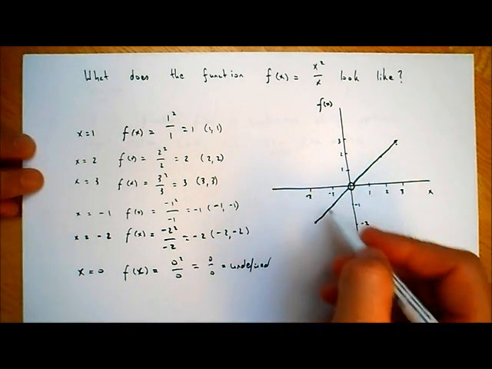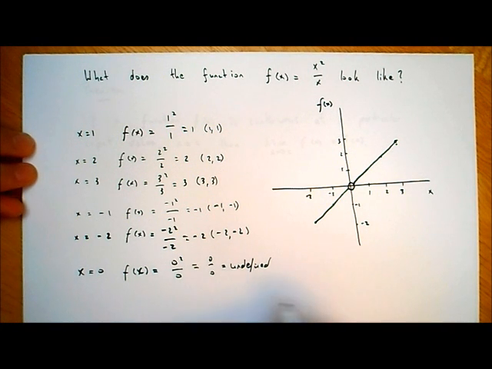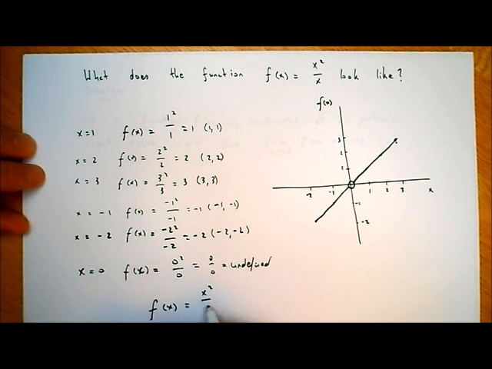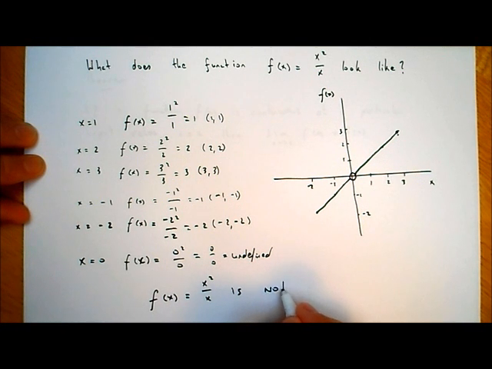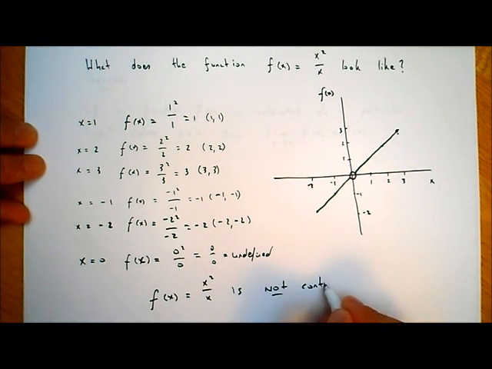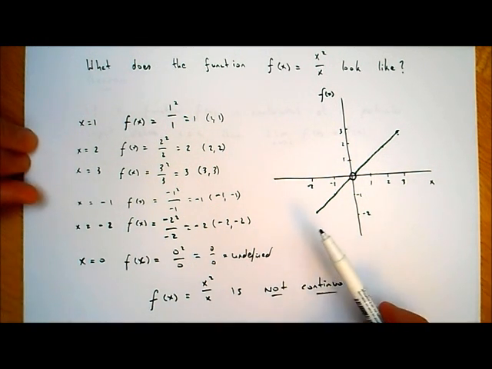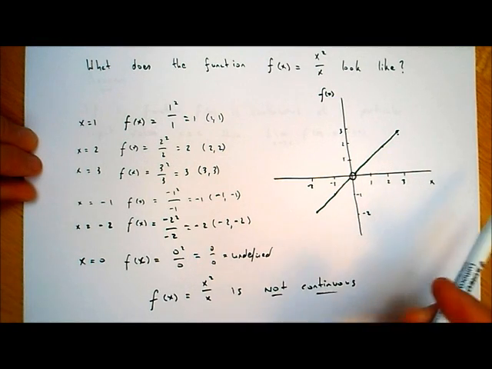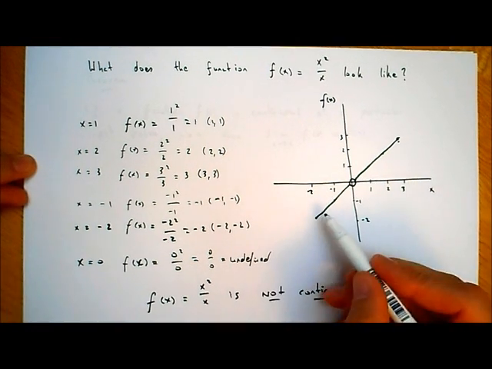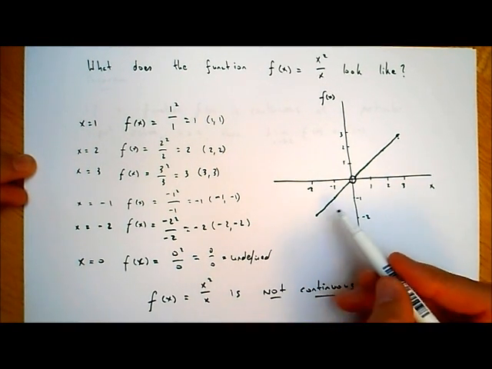So when we have a function that looks like this, we say that this function, f of x is equal to x squared divided by x, is not continuous. It's not a continuous function. A continuous function is one that I can draw without lifting my pen off the page. So say if I was to draw this function, f of x is equal to x squared over x, I draw it.